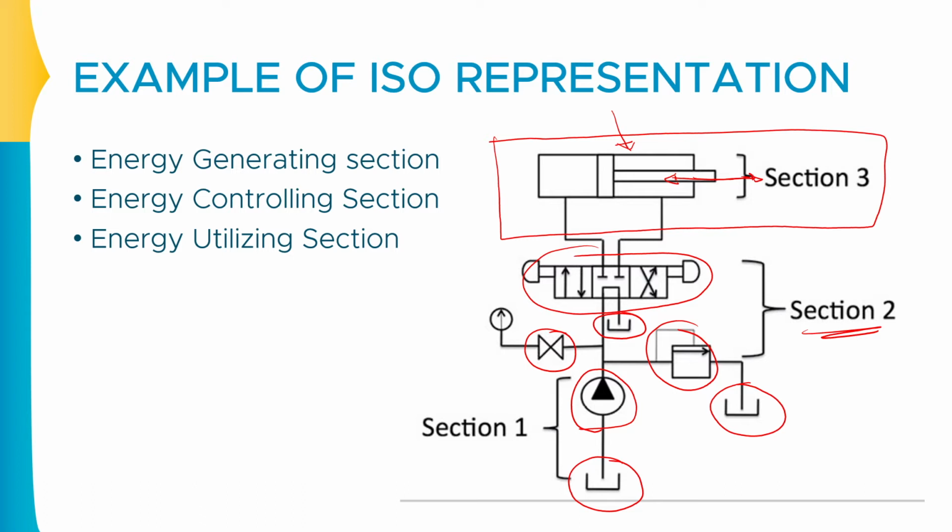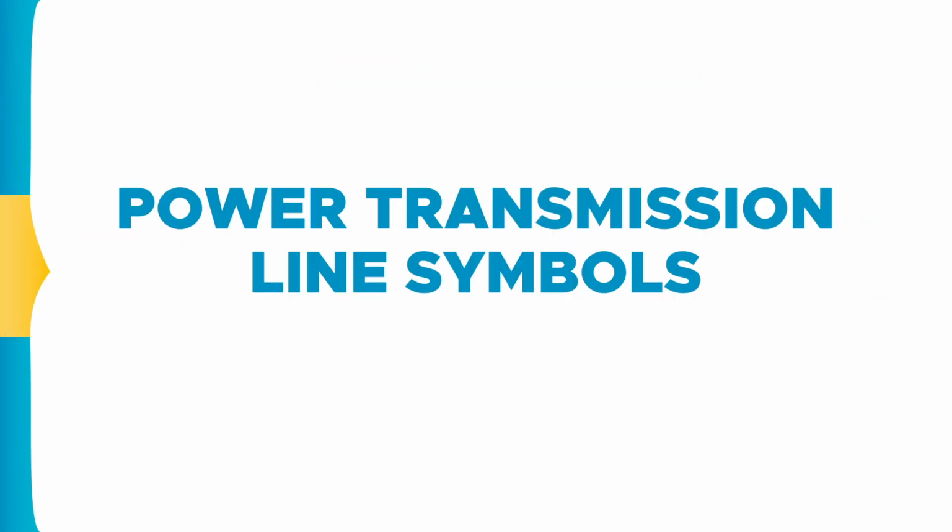So by using those ISO symbols, I can convert any kind of fluid power system into a fluid power circuit. So basically this one is known as the fluid power circuit. Now before drawing this kind of circuit, you need to understand how to draw those symbols and what are the symbols that can be used. So let us start with the very first set of symbols, which is known as the power transmission line symbols.